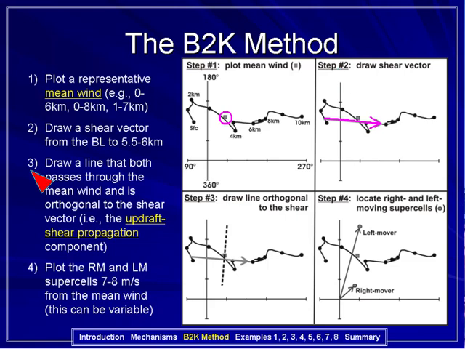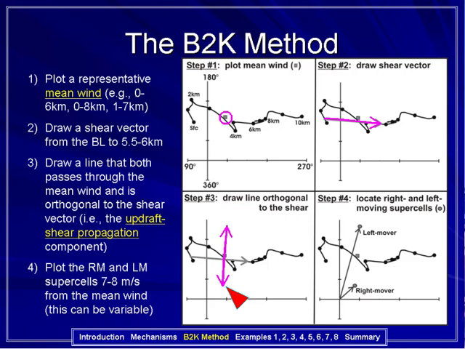In step 3, now we want to draw these updraft-shear propagation components, and to do that, you draw a line that is perpendicular to that shear vector, which we'll do right here. So we have a line that's perpendicular to the shear vector, and it passes through the mean wind, as you see right there. So what this represents is the updraft-shear propagation component. So if we start at the mean wind and go to the right, that would be the updraft-shear propagation component for the right mover. If you start at the mean wind and go to the left, that's the updraft-shear propagation component for the left mover.